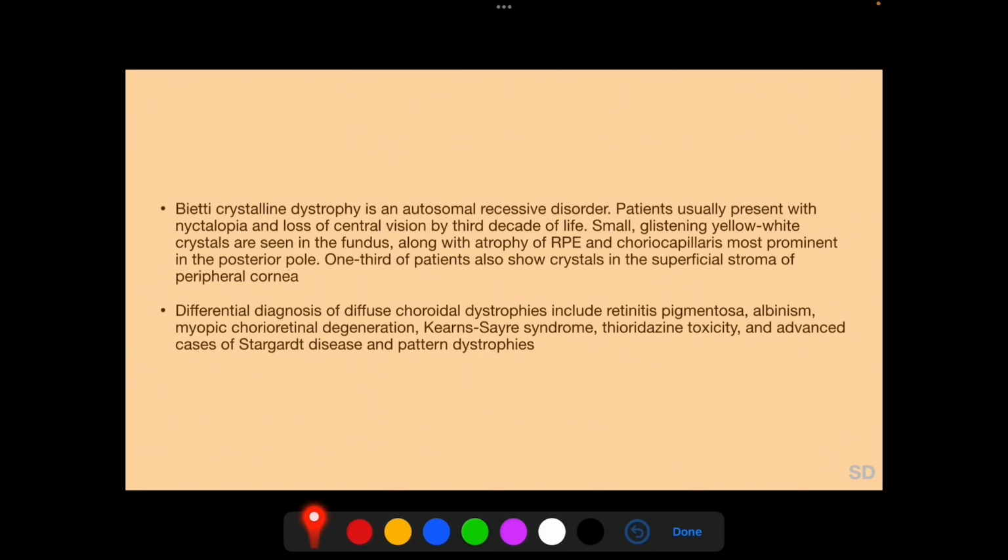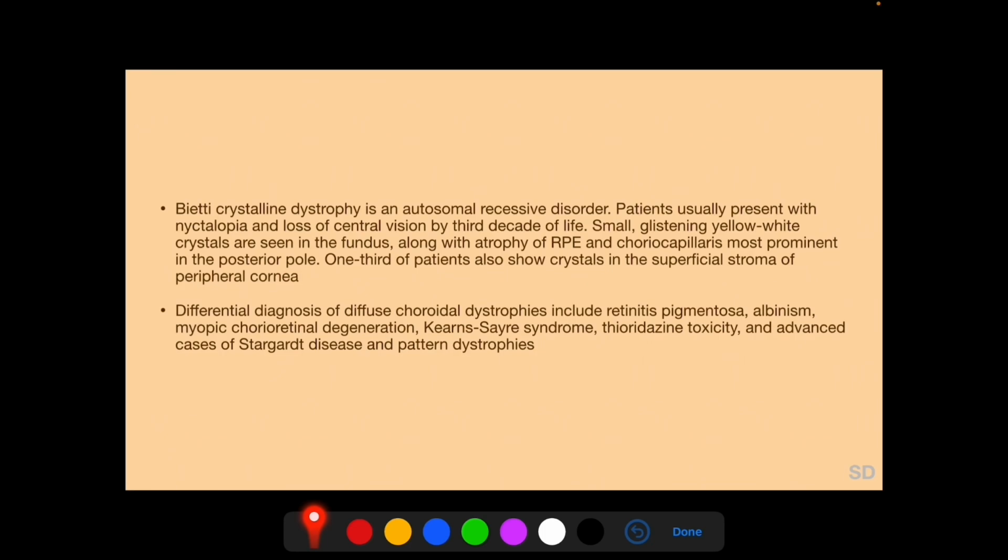Bietti crystalline dystrophy is an autosomal recessive disorder. Patients usually present with nyctalopia and loss of central vision by third decade of life. Small glistening yellow-white crystals are seen in the fundus, along with atrophy of RPE and choriocapillaris, which occurs most prominently in the posterior pole. One-third of patients with Bietti crystalline dystrophy also show crystals in the superficial stroma of peripheral cornea.